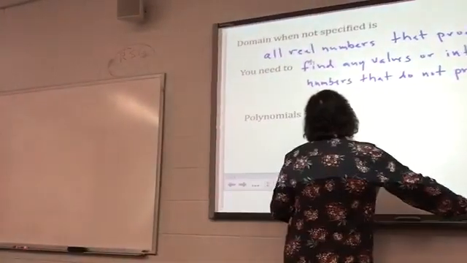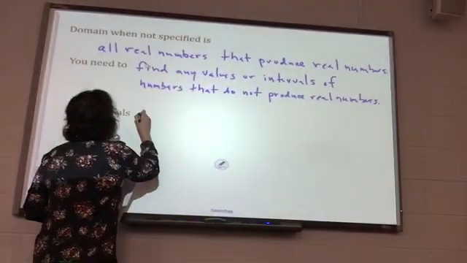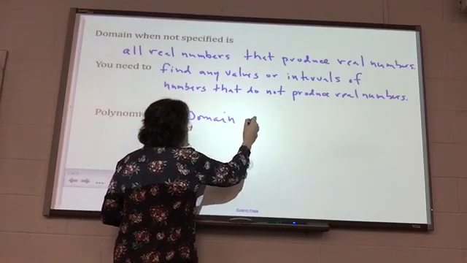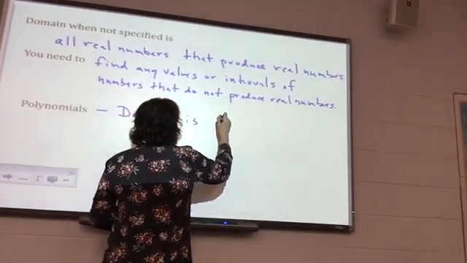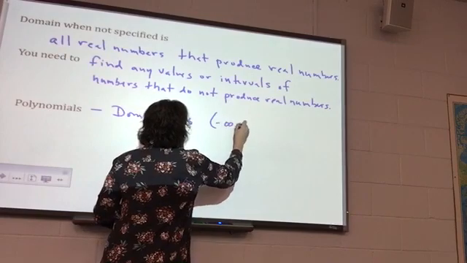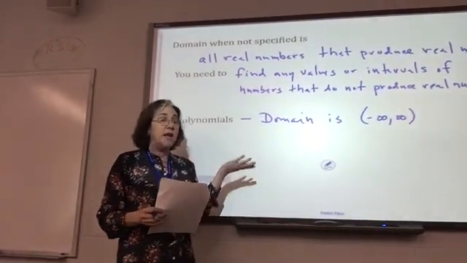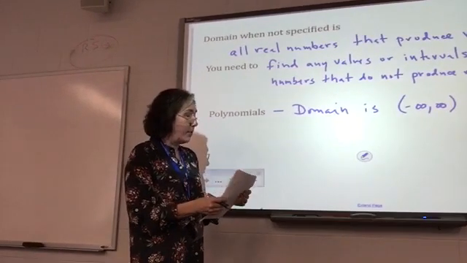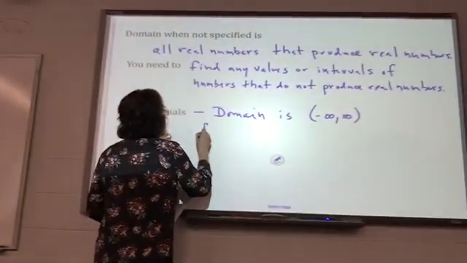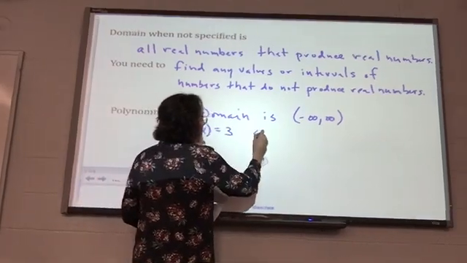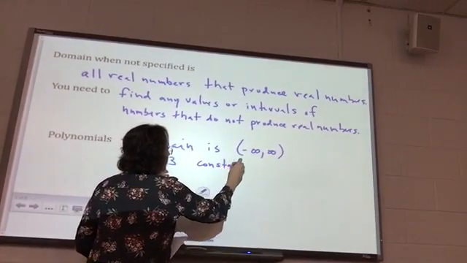All right. So if you have polynomials, the domain is all reals. I'm going to give you some examples. If you have a polynomial function, the domain is all reals. So here are some examples of polynomials. F of x equals 3. That is actually a constant function.